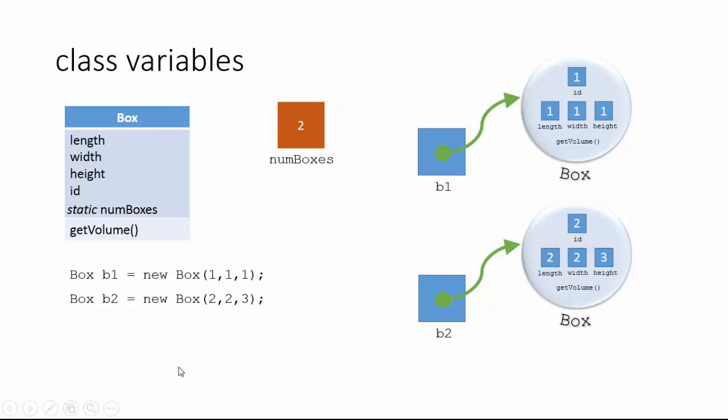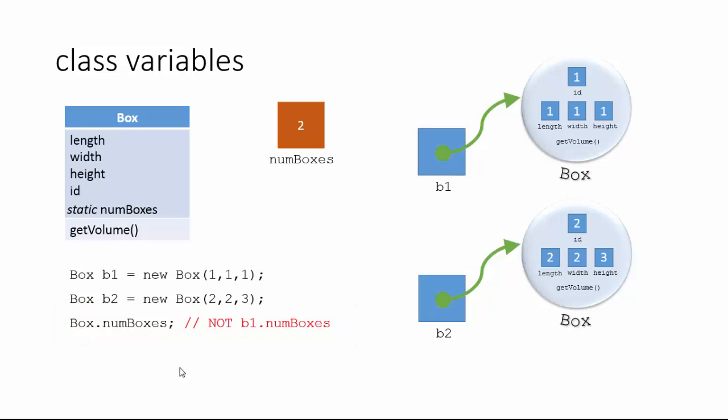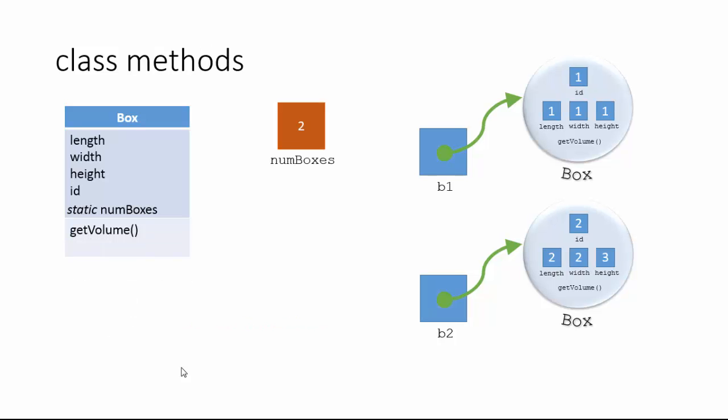Class variables are referenced by the class name itself, as in this statement, Box.numBoxes. This makes it clear that they are class variables. You will not reference class variables through a particular object. Java supports static methods as well as static variables. A common use for static methods is to access static variables. For example, we could add a static method to the Box class to access the numBoxes static variable.